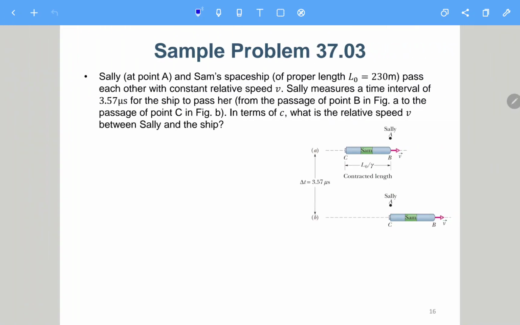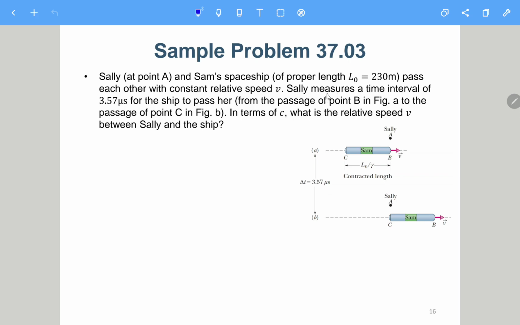Okay, so let's take a look at the example problem. It says Sally is at point A here, and Sam's spaceship has proper length L0. Suppose it does not move, and you measure the length between B and C. Then this is the proper length, 230 meters. They pass each other with constant relative speed. So actually this spaceship is moving to the right with velocity v.